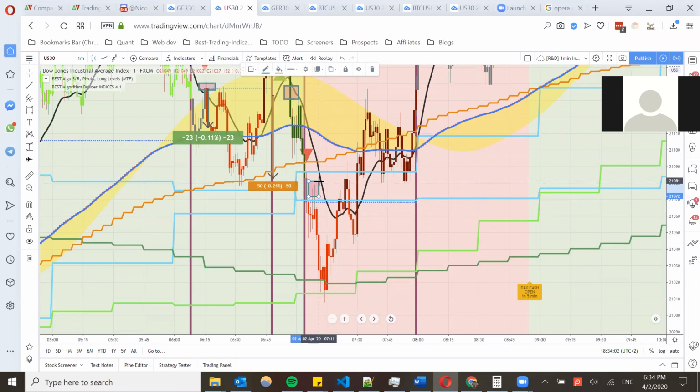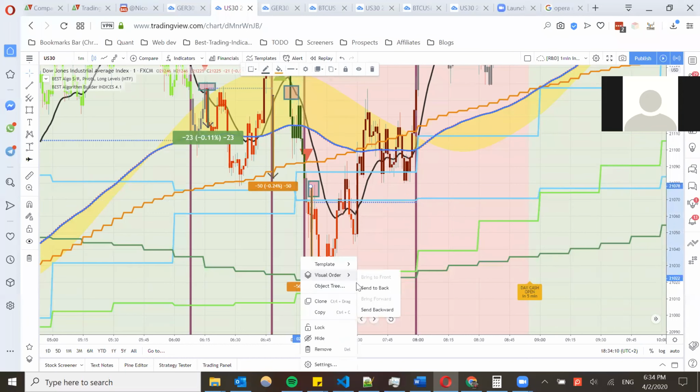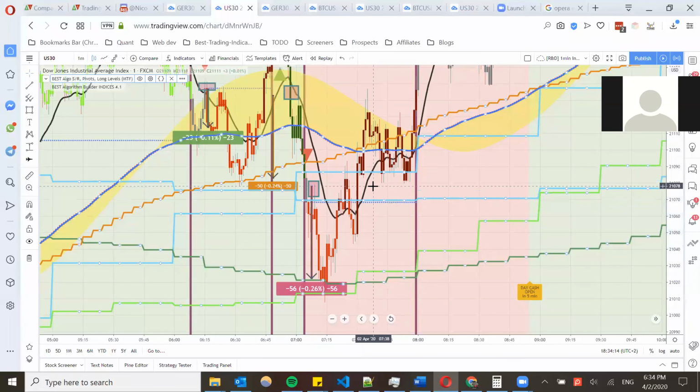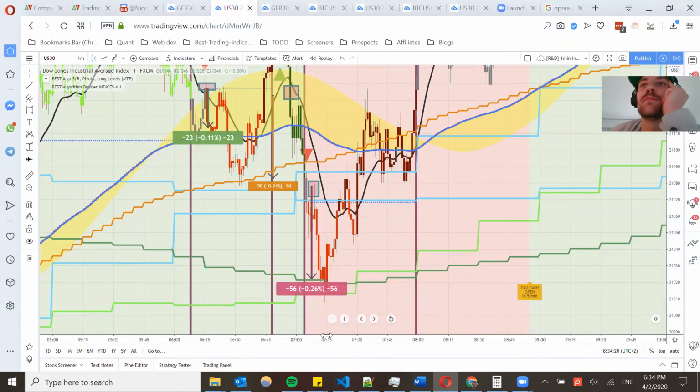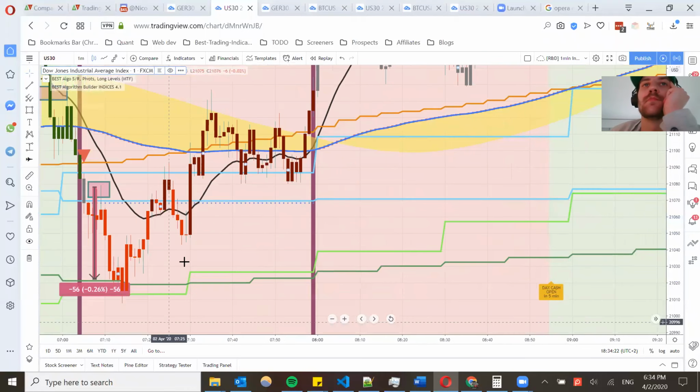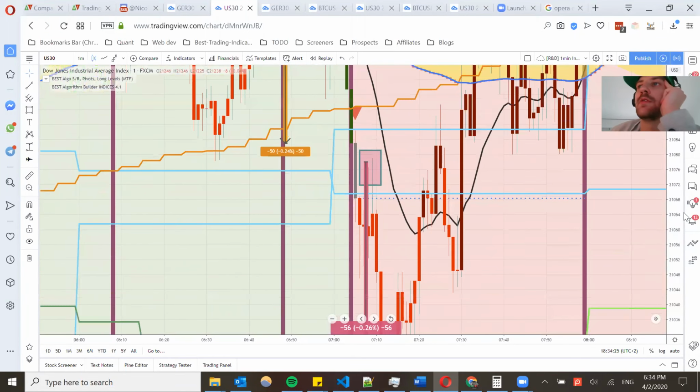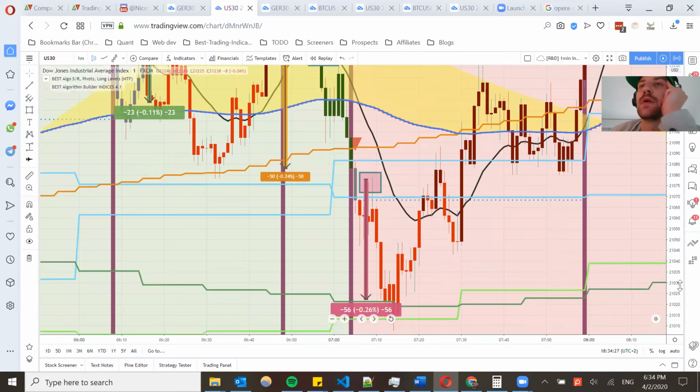We have a red arrow in a red background, and the EMA is below the cloud, so why do we need a pullback? Yeah, I mean, give me a second. I'm zooming a bit. Okay.